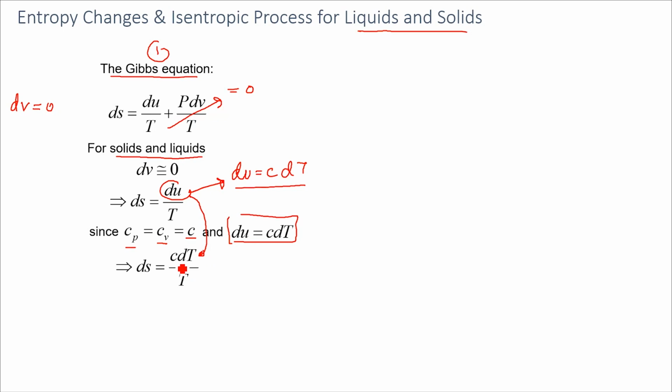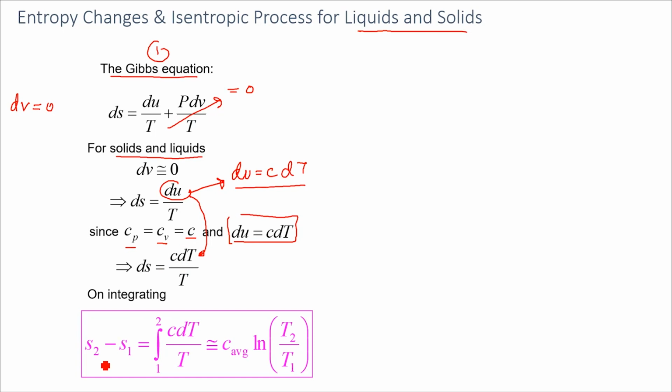Furthermore, if we assume that C, specific heat, is constant for solids and liquids, we can have this as the constant outside, and we can integrate from 1 to 2. S2 minus S1, which is ds, is essentially the integral from 1 to 2 of C dT over T. If we assume C to be constant or an average value for solids and liquids, we can have C average ln T2 over T1 as the change in entropy. This equation is applicable for solids and liquids. This is the first part: entropy change expression for solids and liquids.